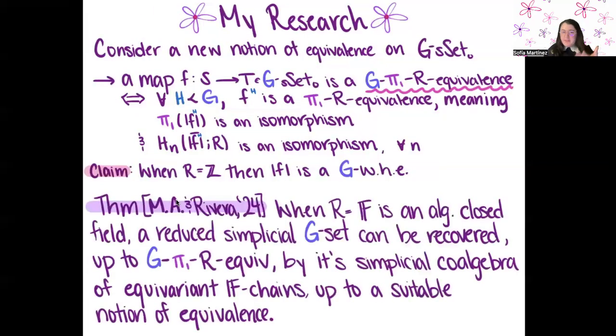And it turns out we get a theorem similar to before, that when R is equal to an algebraically closed field F, and you study a reduced simplicial G set, this can be recovered, again, up to this notion, by its simplicial coalgebra of equivariant F-chains. So now we have to define a new notion of what equivariant F-chains are. But it turns out it's going to be a simplicial coalgebra, and there's going to be a suitable notion of equivalence between these coalgebras once more in the equivariant setting.